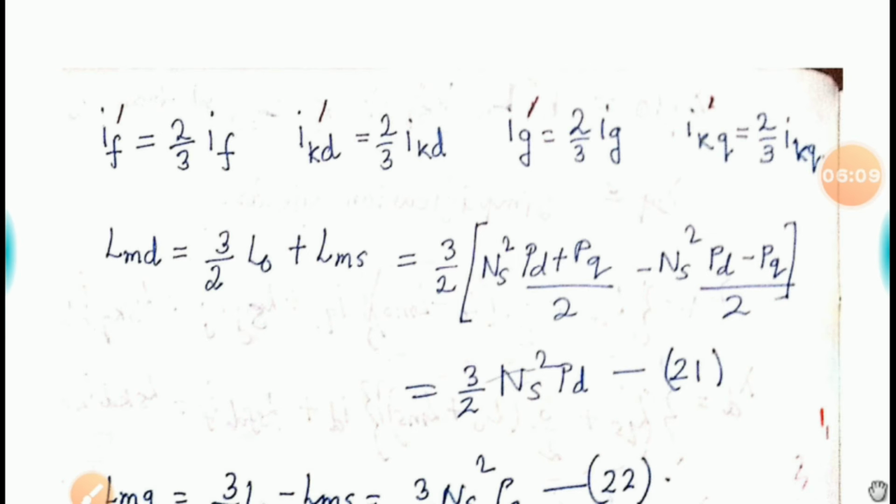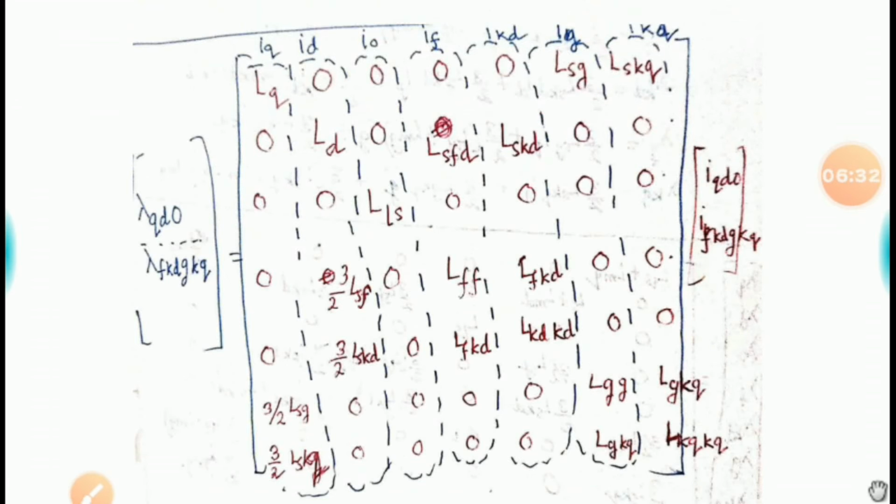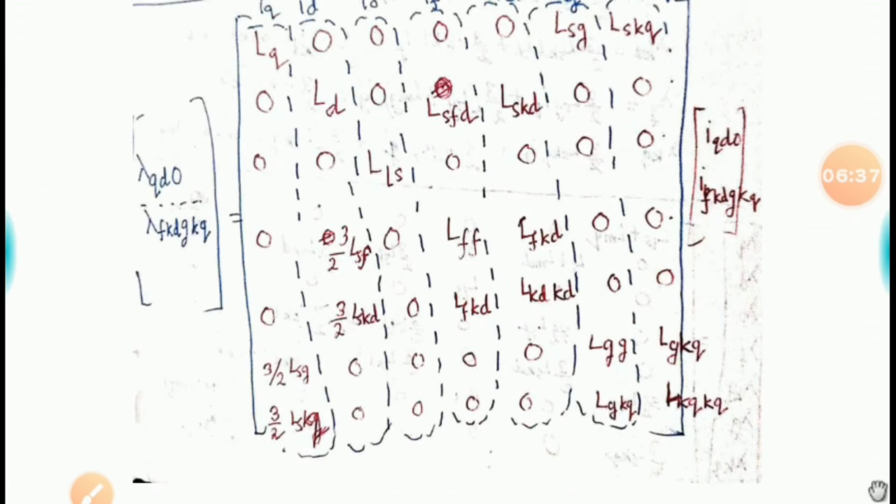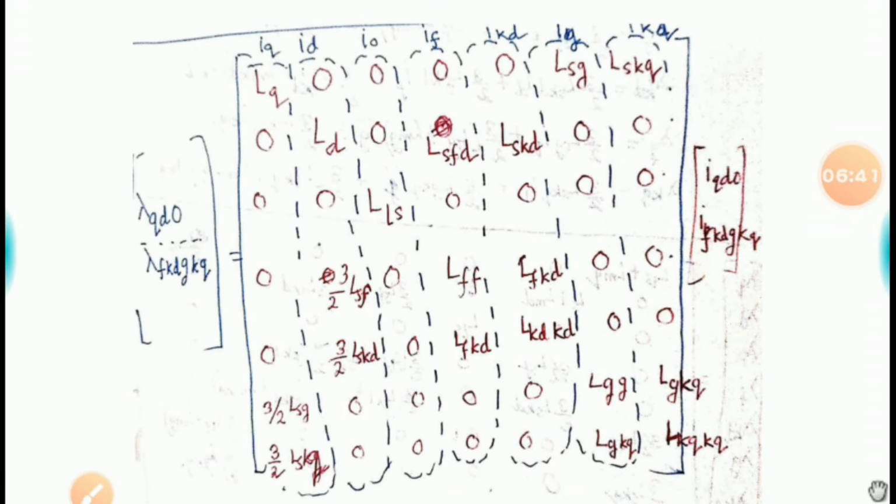What we can do is apply some transformation technique, like introducing virtual variables if dash, ikd dash, ig dash, and ikq dash, because if you see this matrix, all these are coming here, while we consider the entries. See where this 3 by 2 is appearing. This 3 by 2 is appearing when we consider the contribution of iq and id on lambda.